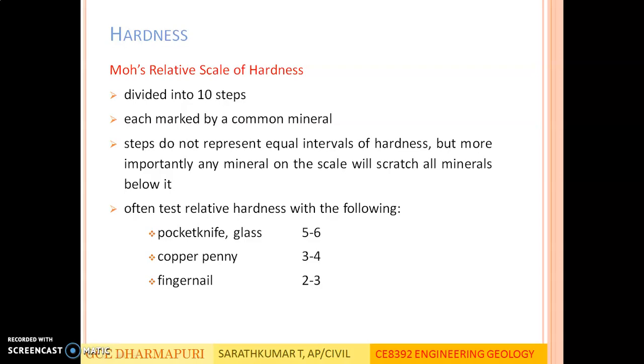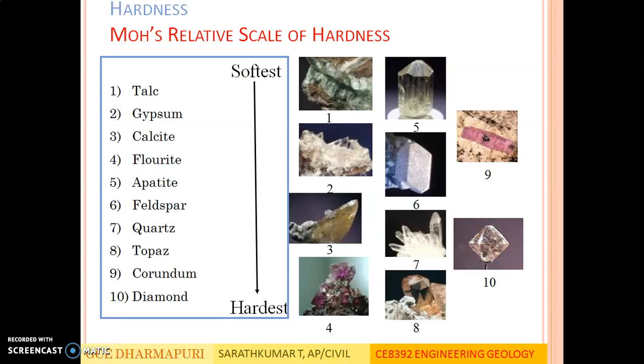Even while scratching with a copper penny, if the impression cannot be created, you can try a pocket knife or glass. You can use glass or pocket knife to scratch the mineral to create an impression. If the impression is created, its hardness is given as 5 to 6. If the impression is not created, it is above 6. So this is the Mohs relative scale of hardness. 1 being the softest, its resistance to scratching is least, whereas 10 is diamond, the hardest. You cannot create any impression on diamond using a normal tool.